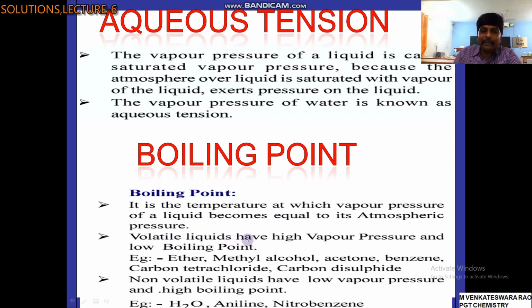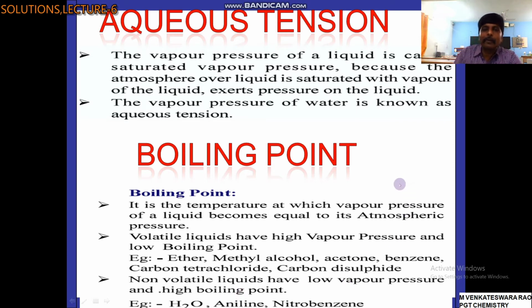So volatile liquids have high vapor pressure. That means low boiling point. So non-volatile liquids, like water, have low vapor pressure. That means high boiling point.